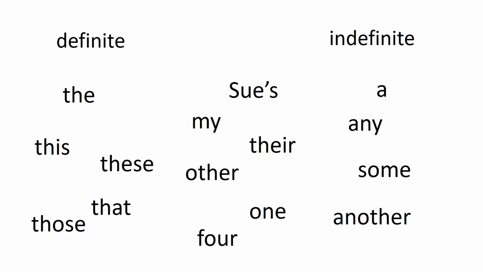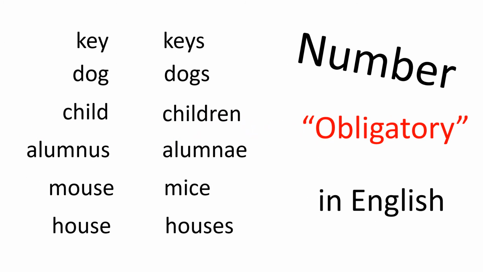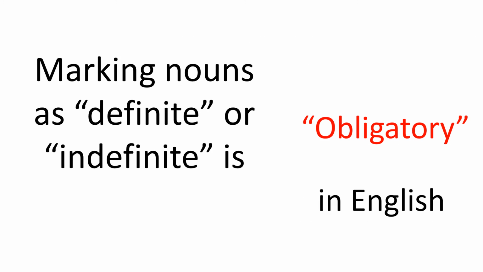You may remember that in English, the category of number is obligatory, which is another way of saying that the vast majority of nouns in English must be marked as either singular or plural, but not both, and not either. In the same way, English grammar requires us to indicate whether nouns are definite or indefinite. That is to say, we must tell the person we're addressing whether or not we think they can uniquely identify the thing we're talking about.